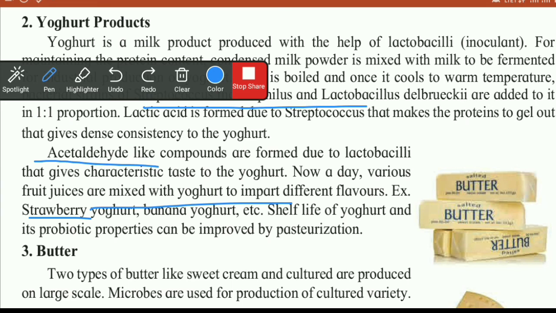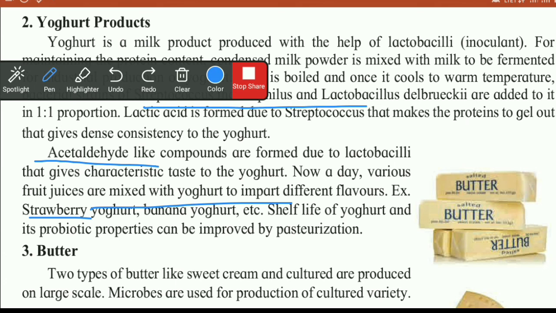So remember, the yogurt product is a milk product made with two types of bacteria, Streptococcus thermophilus and Lactobacillus delbrueckii. Condensed milk powder is mixed with the fermented milk, which is boiled at a certain temperature. Then it's cooled, and we add two different types of bacteria. The bacteria convert lactose into lactic acid, which makes the protein gel out, giving the dense consistency of yogurt. Then the lactobacilli produce an aldehyde that gives a characteristic taste to the yogurt. And nowadays we use different types of fruit juices for different flavors, right? So you have to remember this about yogurt products.